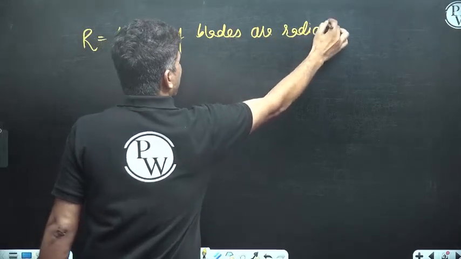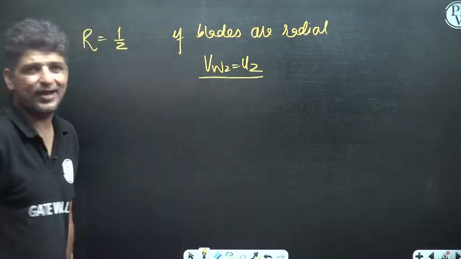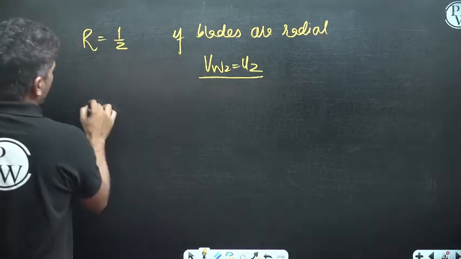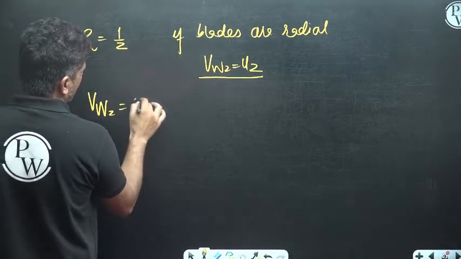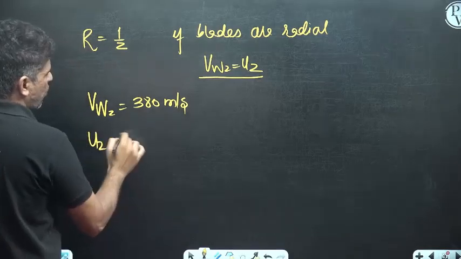If blades are radial, that means VW2 is equal to U2. This we have studied. But he has given you VW2 over here. So he has given you VW2 is equal to 380 meter per second. And let's calculate U2. What is U2?